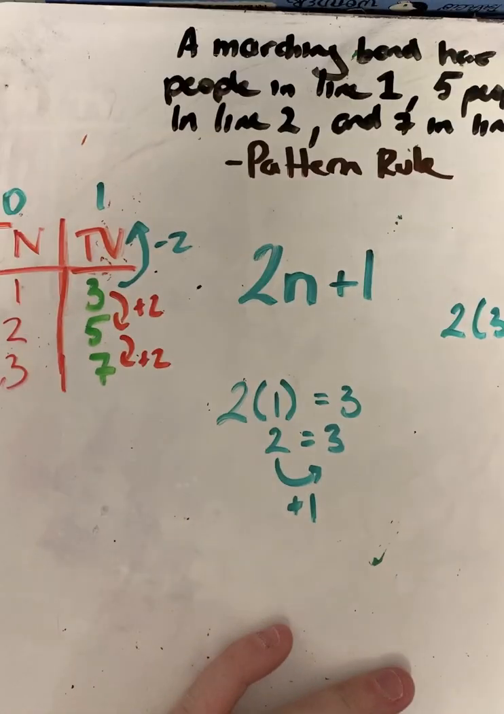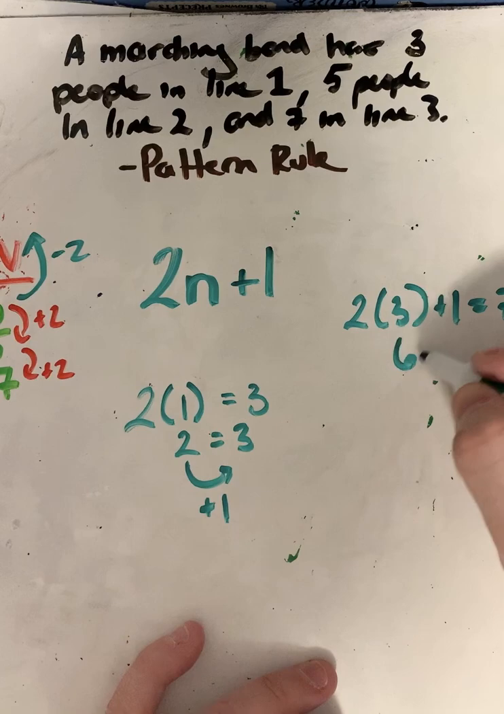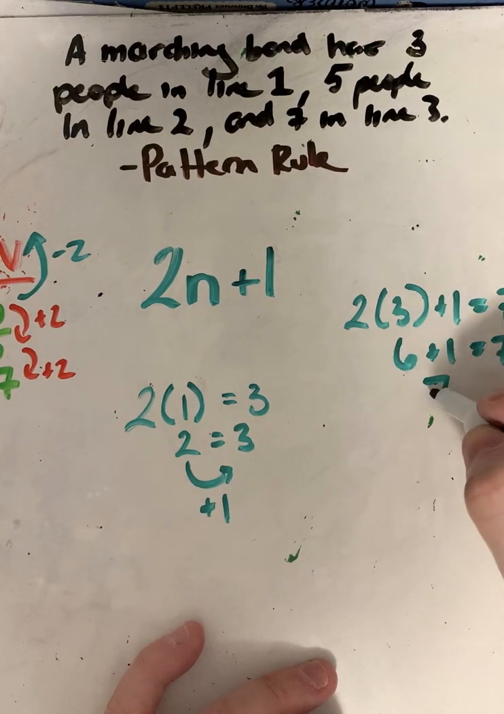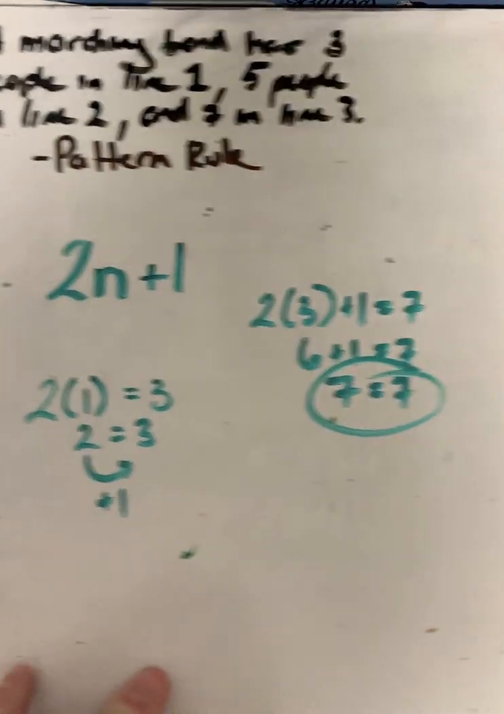Try it out. I know it's pretty much correct, but let's just try it out anyway. 2 times 3 plus 1 should equal 7. 2 times 3 is 6. 6 plus 1 equals 7. I'm so good. I'm amazing. But again, let's add the application piece.